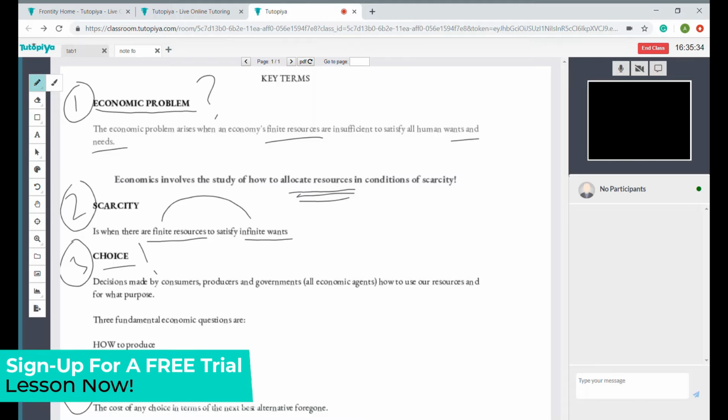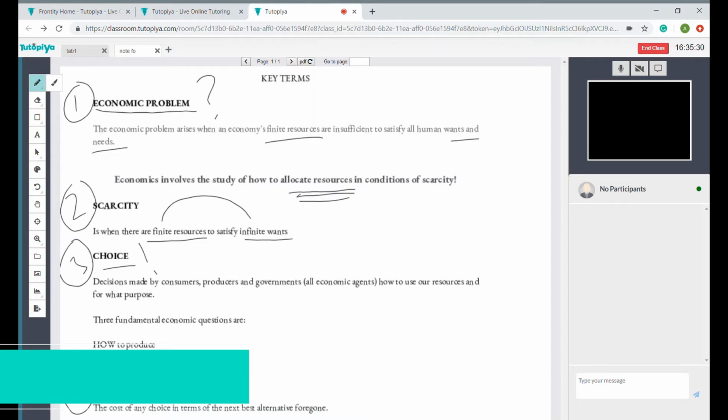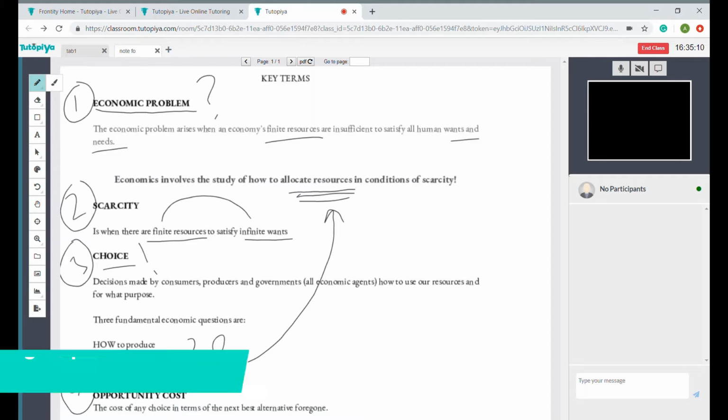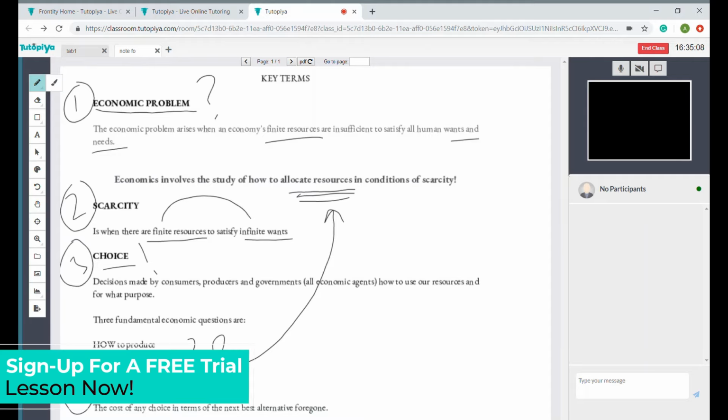With our resources, we ask ourselves 3 things. What do we produce with our resources? How do we produce these goods and services? And who do we give these goods and services to? So through these 3 questions, we determine how resources are allocated in the economy. So there are several different ways of allocating resources in the economy, and that is the study of economics.